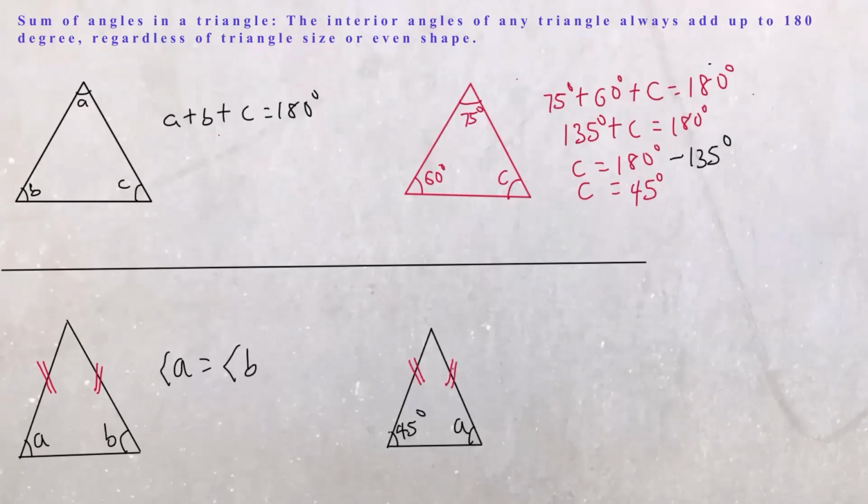Looking at this example, angle A is missing. Since this line is equal to this line and this angle is 45 degrees, this angle A will also be 45 degrees.